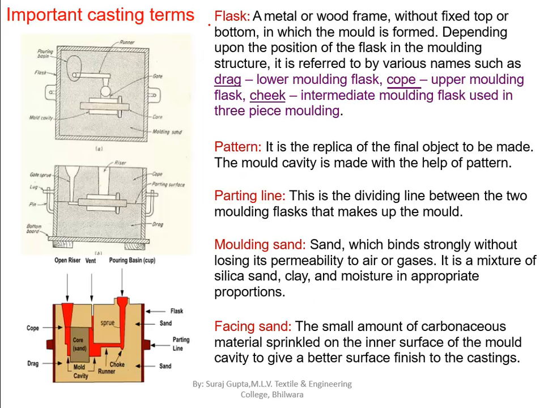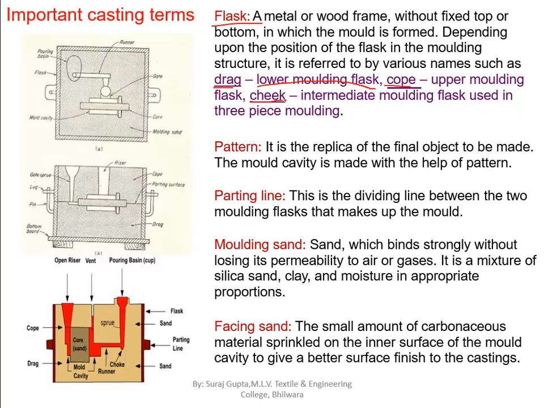The first one is the flask, a metal or wood frame without fixed top or bottom in which the mold is formed. Depending upon the position of the flask in the molding structure, it is referred to by various names such as drag. The lower molding flask is known as the drag, and the upper is known as the cope.